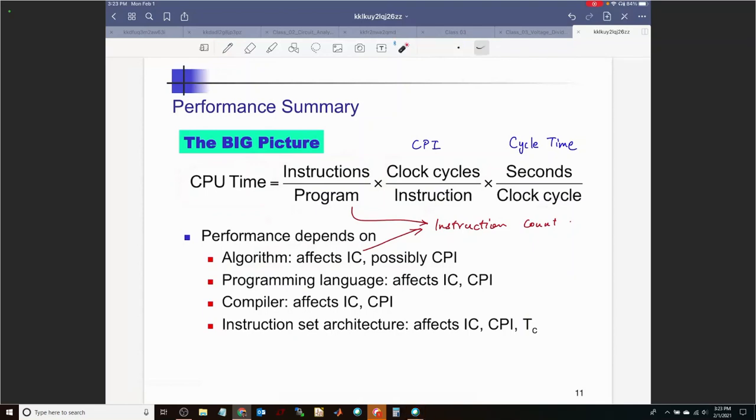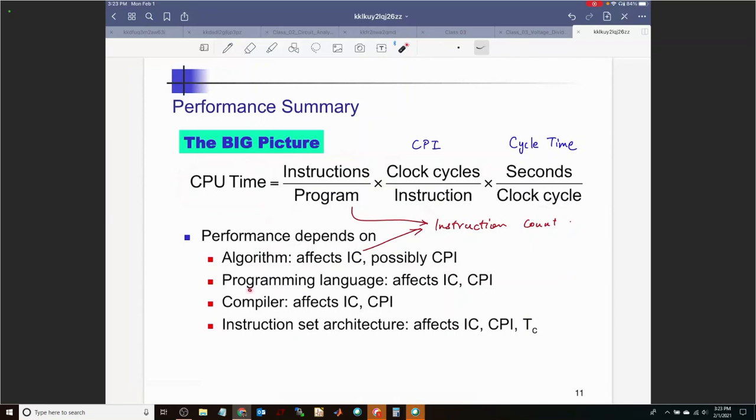Next, it could also affect the cycles per instruction. We talked about the example of addition and division earlier, right? So if a particular algorithm, say, requires more and more divisions, then you are increasing the clock cycles per instruction, right? Because that algorithm relies on more divisions than other lower CPI instructions.